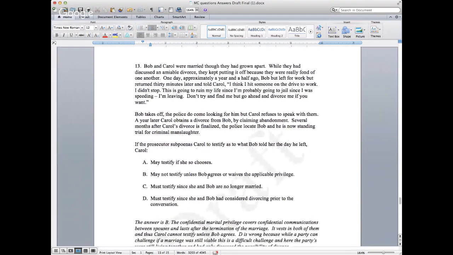Bob and Carol are married. Oh, sorry. If the prosecutor subpoenas Carol to testify as to what Bob told her the day he left Carol. So we got a prosecutor subpoenaing Carol to testify against Bob. All right, so we need more. We can't really do anything just with that call of the question. Let's go into the question to see. Bob and Carol are married, though they had grown apart. So married, okay. So we have two privileges we're thinking about. We're talking about the marital privilege and the spousal privilege. We understand the difference between those two.